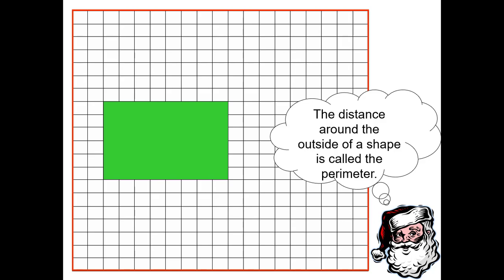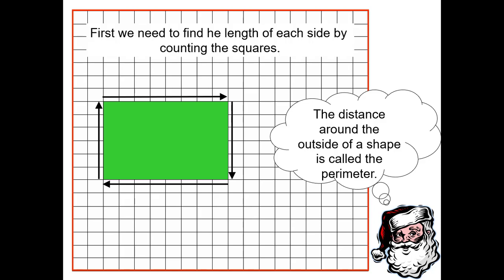To begin with, let's first define what perimeter is. Perimeter is the total distance around the outside of a shape. Look at the arrows that I've put on the screen. The total distance is this plus this plus this plus this. If you want to find the perimeter of this shape, first you need to find the length of each side by counting the squares.